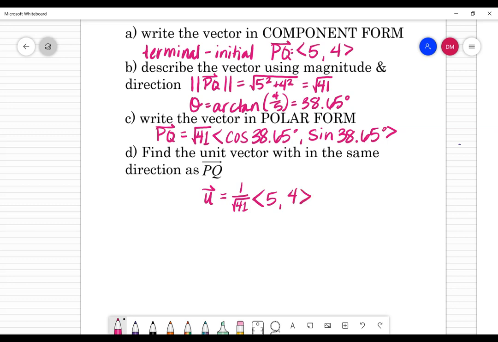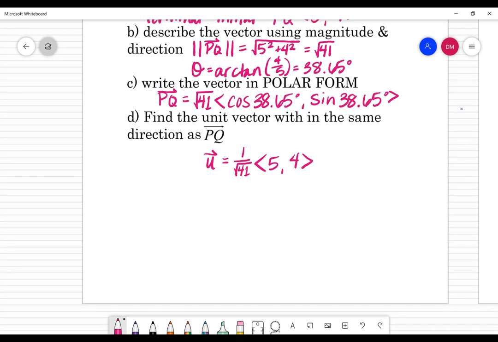And again, you could do this to varying levels of simplification. So you could say that this is 5 over root 41, 4 over root 41. You could rationalize the denominator to get the radical out of there, but again, you don't have to.